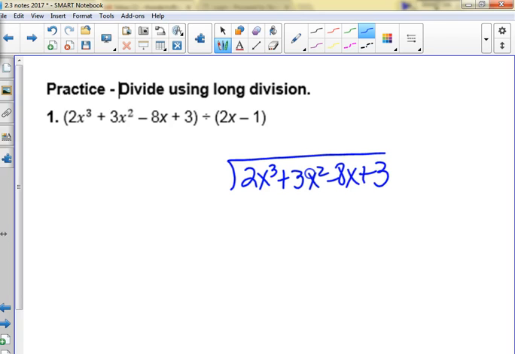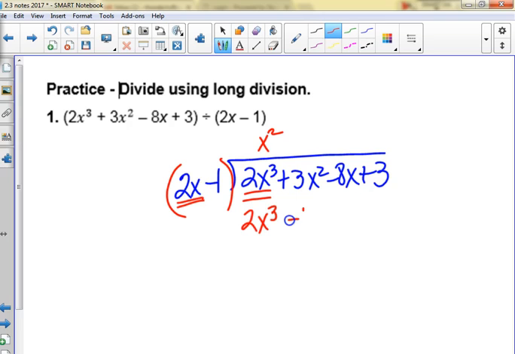Do we need any placeholders on this one? Okay. Anybody want to talk me through it? 2x needs to become exactly 2x cubed. So what do I need to multiply by? X squared. Okay, x squared times 2x is 2x cubed. I'm distributing it over here to both of these terms out here. So I have to do x squared times -1, which will be a -1x squared.